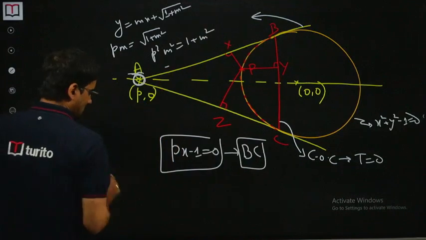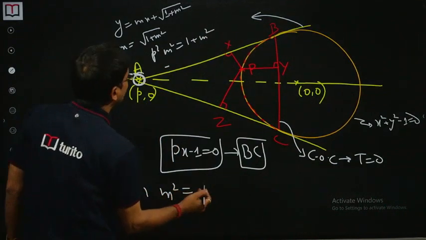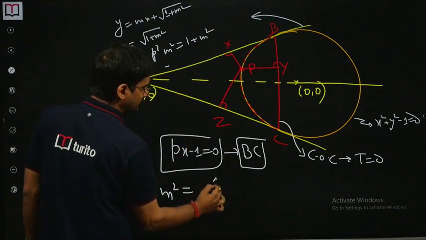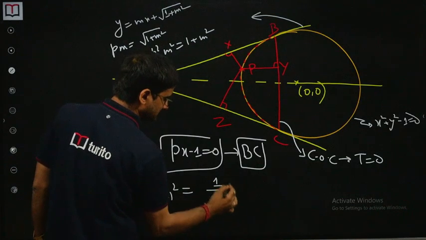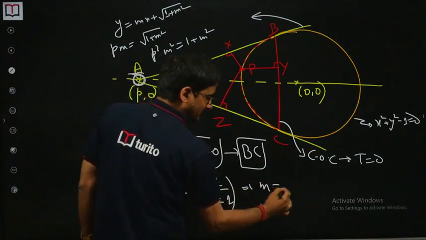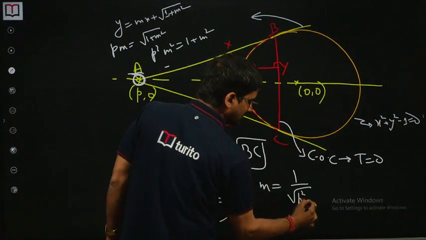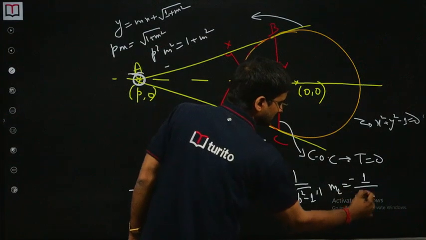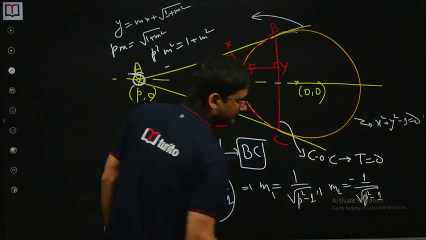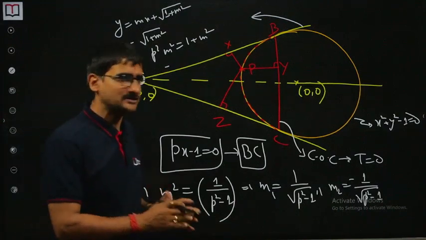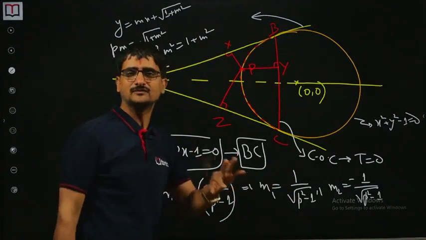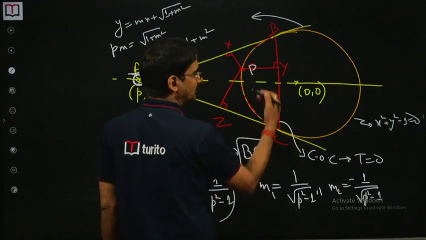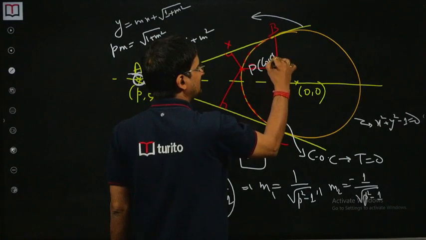So hence we got m square, take it that side, as 1 upon p square minus 1. So m1 is 1 upon under root of p square minus 1, and m2 is 1 upon minus under root of p square minus 1. Now you have equation of tangent passing through this point with the slope. You have three lines. Now let this point be, of course this point is on the circle, so it can be cos phi, sin phi.